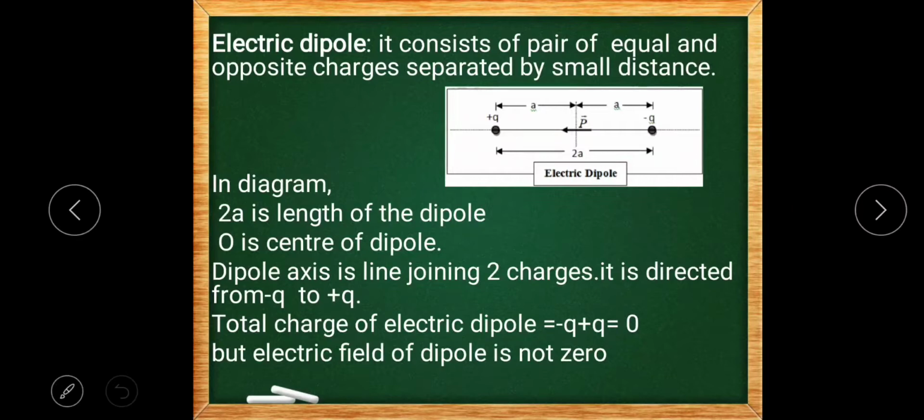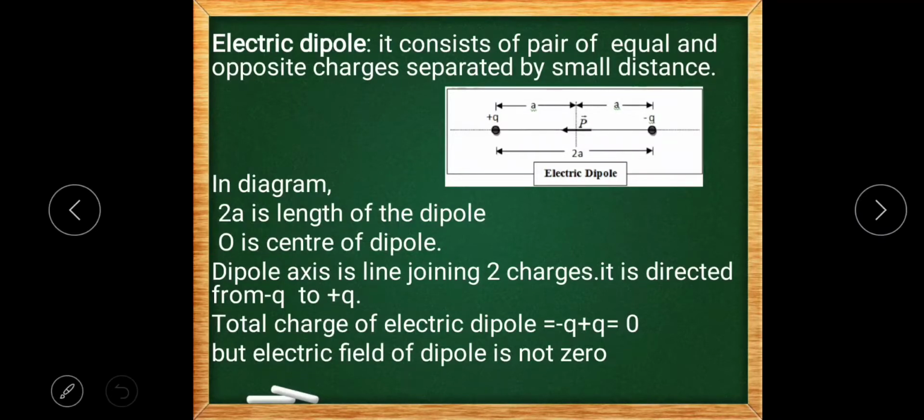Electric dipole. It consists of a pair of equal and opposite charges separated by a small distance. Here, a pair of equal and opposite charges means both the charges have the same magnitude but opposite sign. One is positively charged, another one is negatively charged.